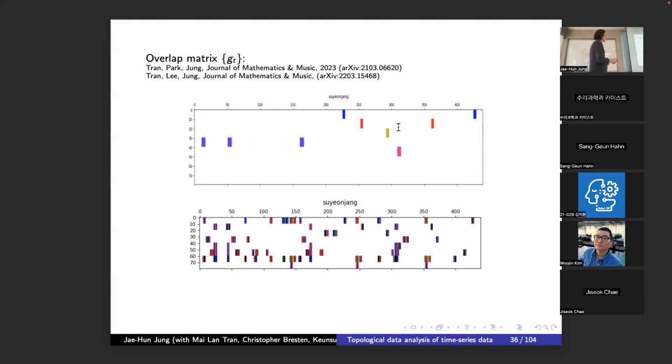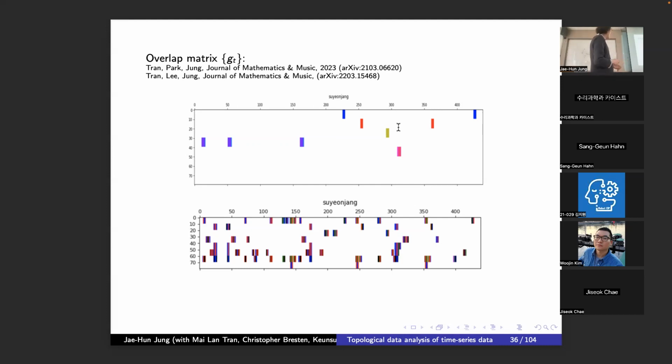Yeah, sorry about that. So, how do you make this persistent diagram, the persistent homology? You use the Vietoris-Rips complex, yeah, the Rips complex, with all these measures. Thank you.